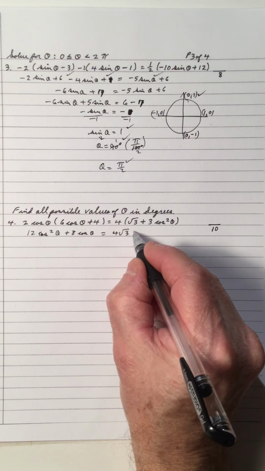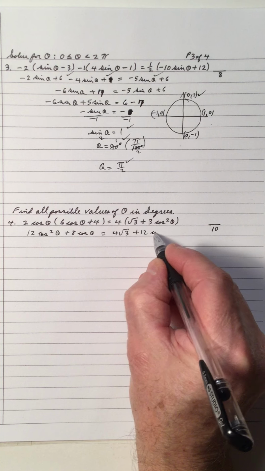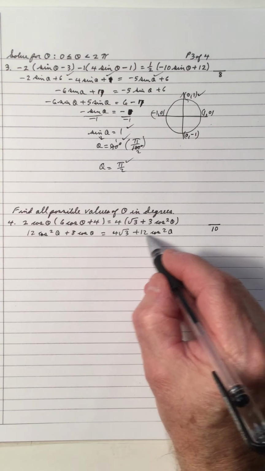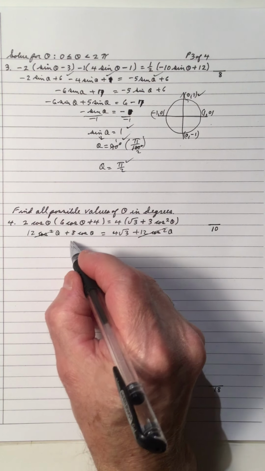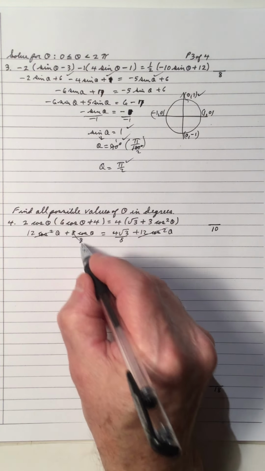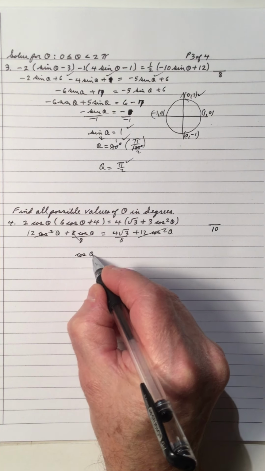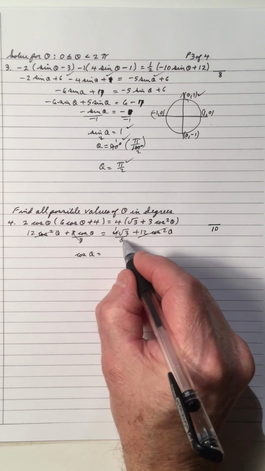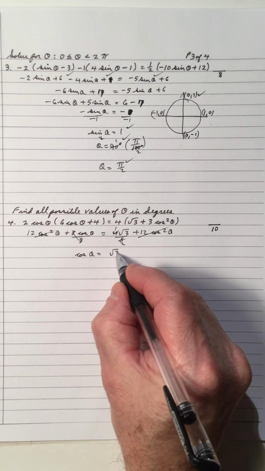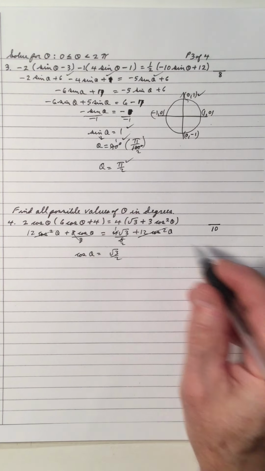4 times 3 is 12 cos squared. The 12 cos squared on each side cancels out. So I divide by 8. So cos theta is equal to 4 root 3 over 8. 4 into 4 goes once, 4 into 8 goes 2, so it's root 3 over 2.